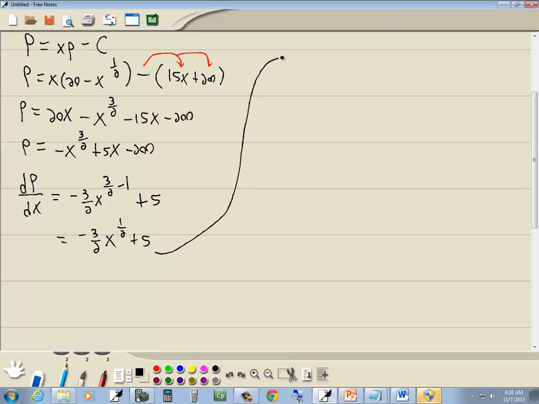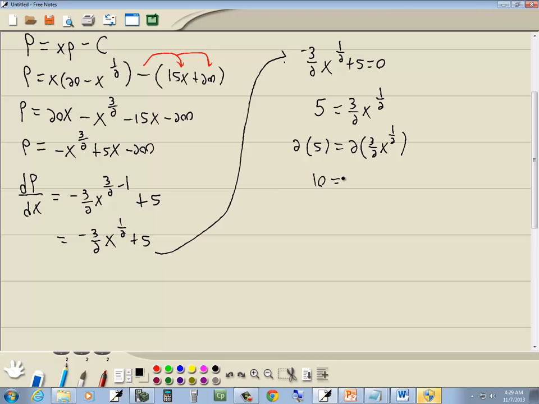Now we want to set that equal to 0. So we got negative 3/2 x to the 1/2 plus 5 is equal to 0, and we want to solve it. Well, I'm going to take the negative 3/2 x to the 1/2 to the right side, so it becomes positive. So we got 5 is equal to 3/2 x to the 1/2. Now we're trying to get the x to the 1/2 by itself, so multiply both sides by 2. So 2 times 5 equals 2 times 3/2 x to the 1/2. 2 times 5 is 10. Here the 2's cancel, and we've got 3x to the 1/2.